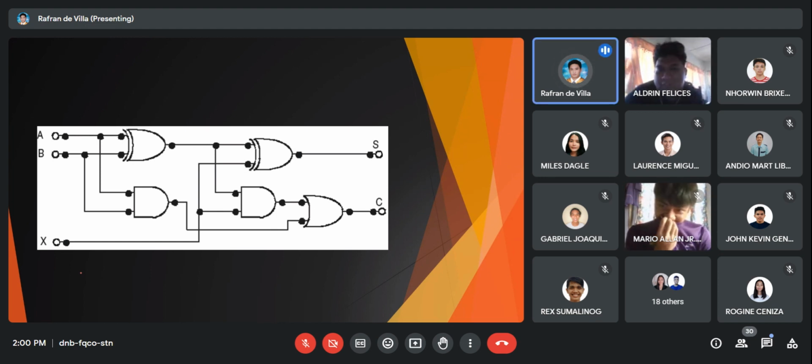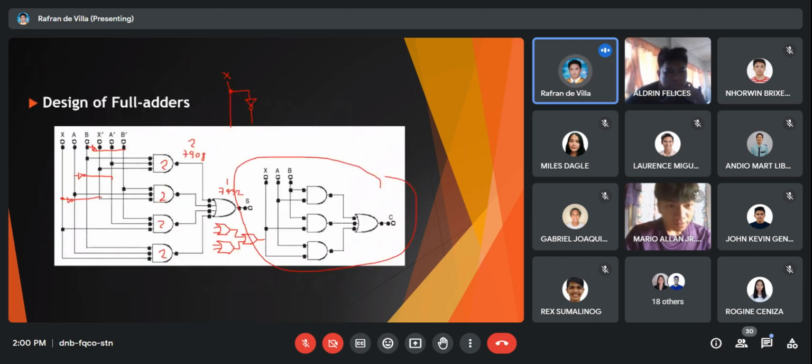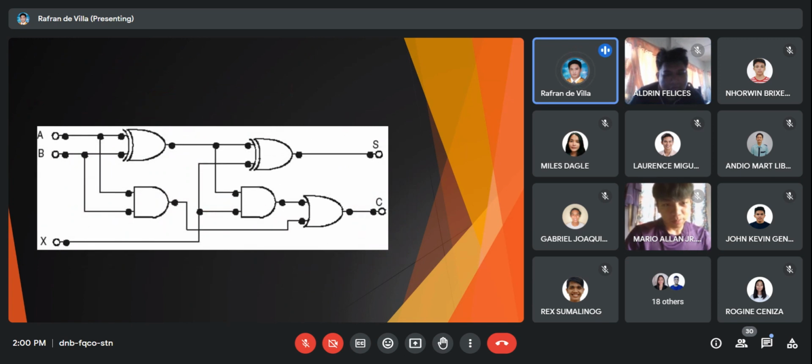So of course, compared to the previous design, this one uses fewer gates compared to this. Now, look at the design.